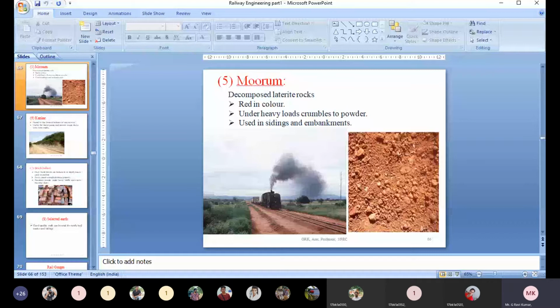And in most cases, muram is not used as an embankment material or a ballast material. In some rare cases it can be used as ballast material, and in some rare cases it can be used as embankment. That's it.